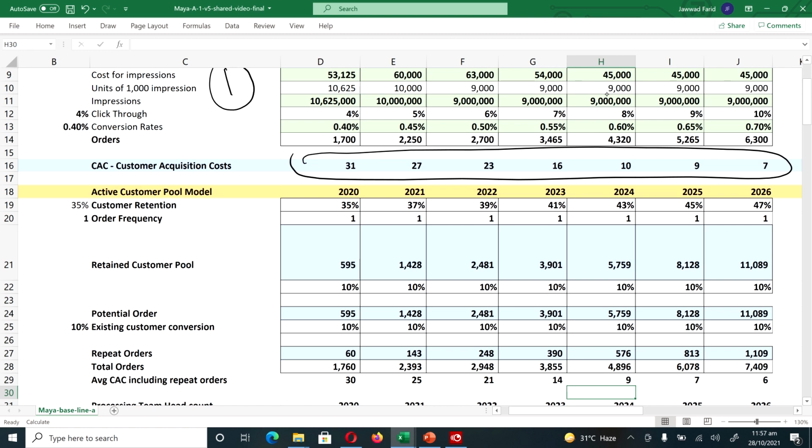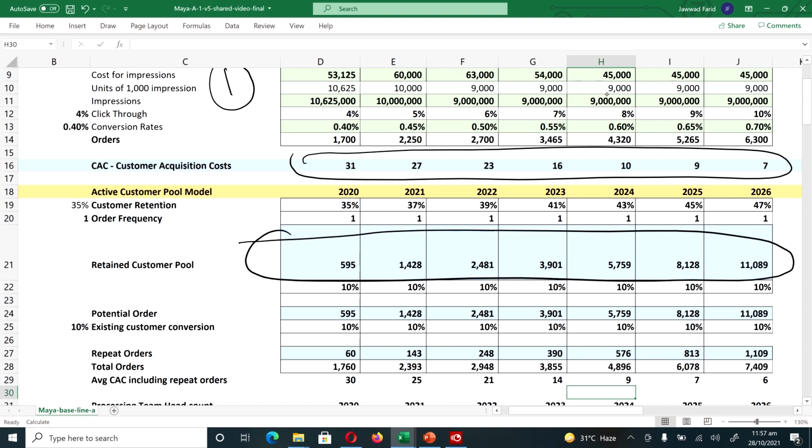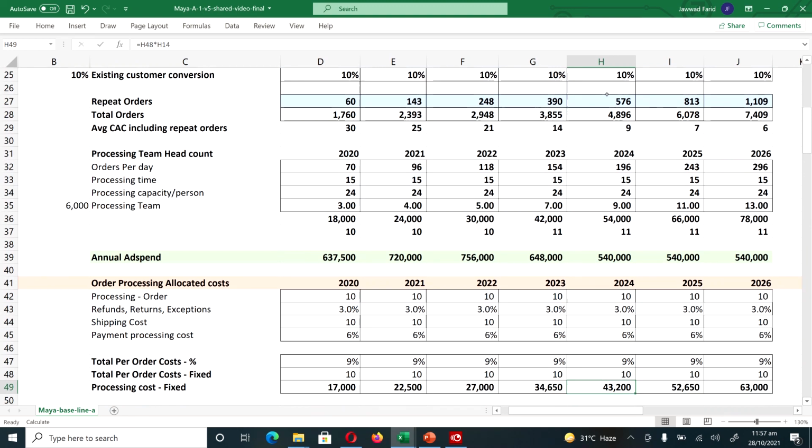But if I'm able to retain some customers and convince them to come again and buy again from me as a business, my customer acquisition cost is going to drop, is going to fall as I move forward. But to do that correctly, I need to build a model of retained customers, which is what the second model does. So we have a first model for impressions, we have a second model for customer retention. Then we have a third model for processing headcount.